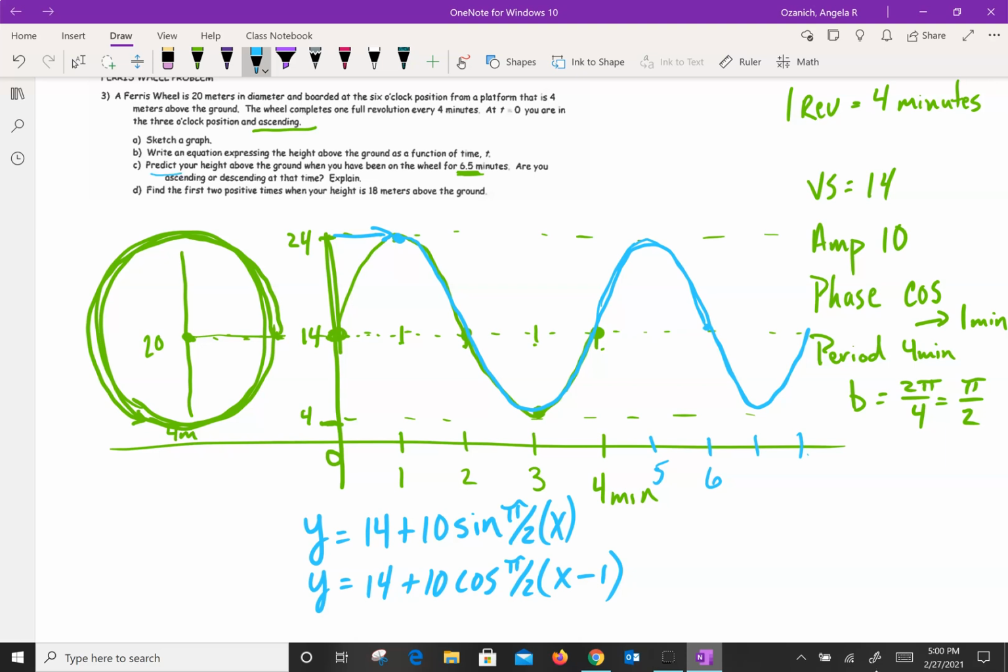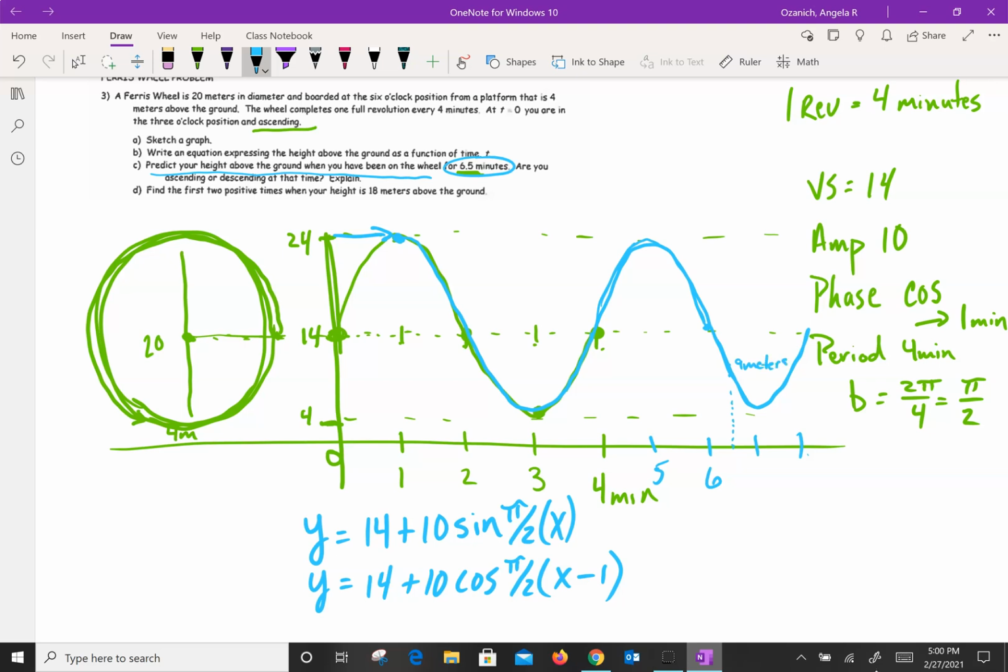So if you want to predict your height above the ground when you've been on the wheel for 6.5 minutes, you can actually do that with your graph. You can make an estimate, right? 6.5 is about here, 6.5 minutes. You could maybe say, oh, I think that's at about 9 meters, maybe 10 meters.